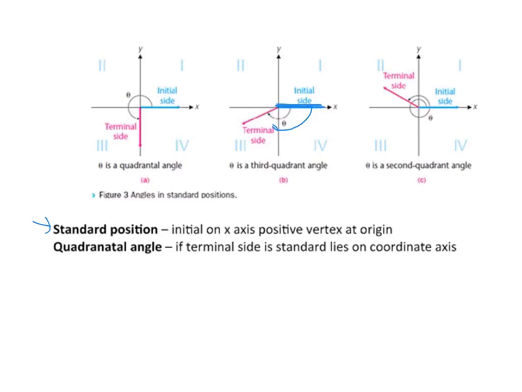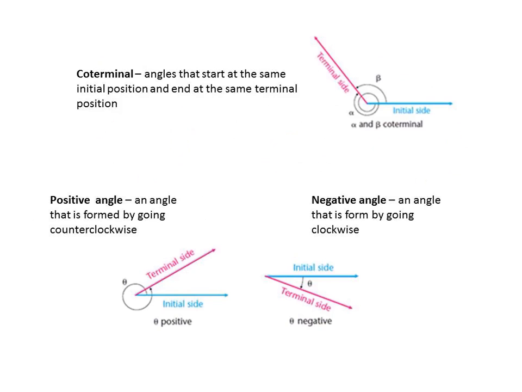Okay, and then a quadrantal. This is spelt wrong by the way, it should be quadrantal, not natal, they're not babies. Quadrantal means that your terminal side is going to land on one of your axes, like here or here or here. Those are quadrantal angles. All right, so now let's move on to coterminal.